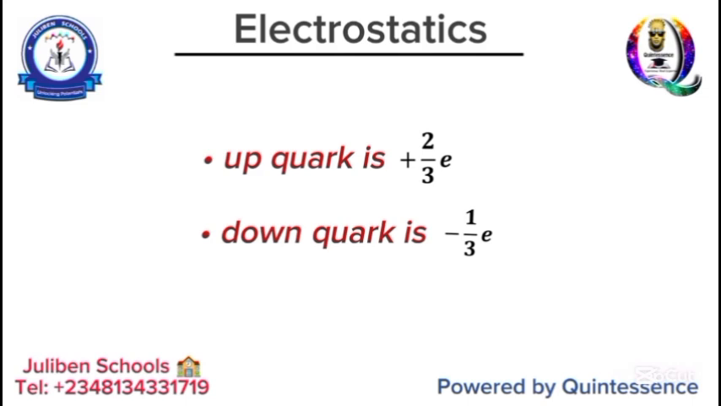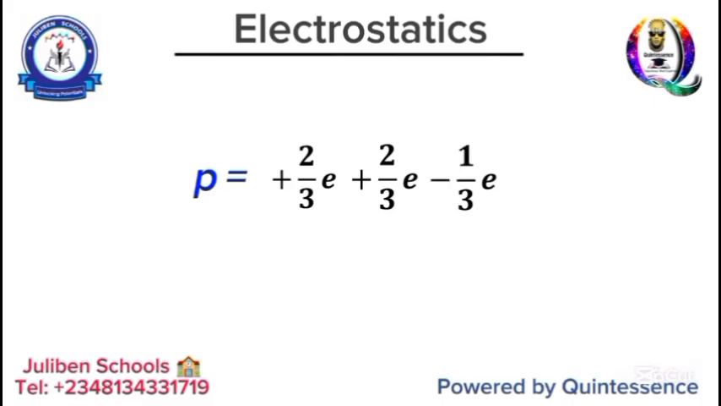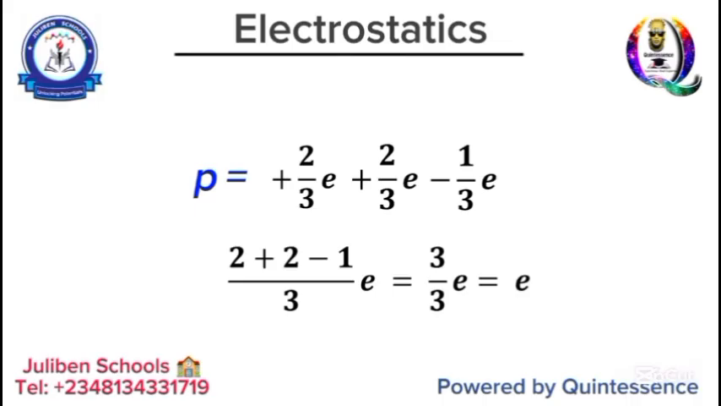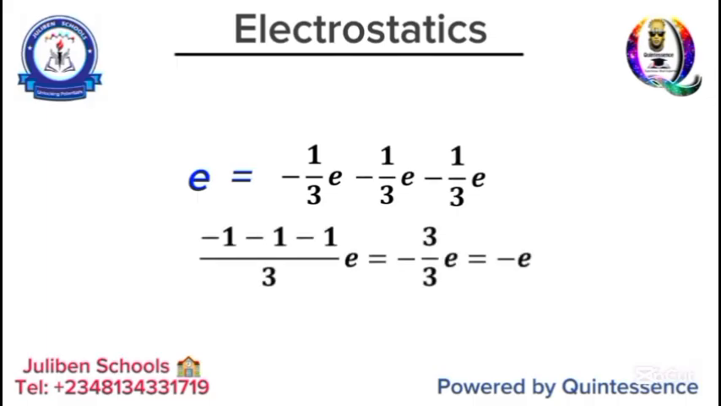And that simply means that if I have to tell you how a proton happens to be positively charged, I will tell you that a proton consists of 2 up quarks and 1 down quark. 2/3 of a charge two times, plus 1/3 of a charge, which is negative, will give you a positive charge at the end of the day. So that's a proton. As for an electron, it is made up of 3 down quarks. Negative 1/3 of a charge three times will give you a negative charge at the end of the day.